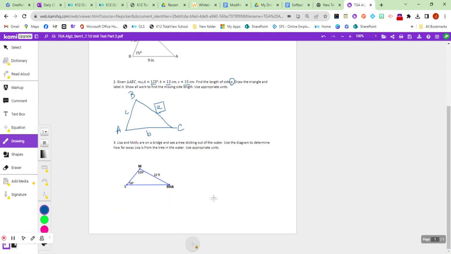All right, number 3 says Lisa and Molly are on a bridge and see a tree sticking out of the water. They have given you a diagram here. The stick is located down here. It says use the diagram to determine how far Lisa is from the tree. How far Lisa is from the tree. So L is going to be Lisa. M is going to be Molly. So we're looking for this distance.